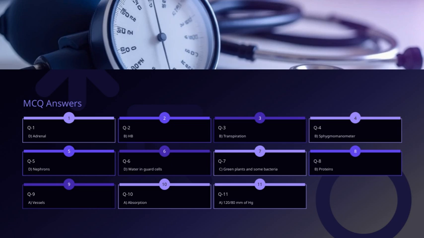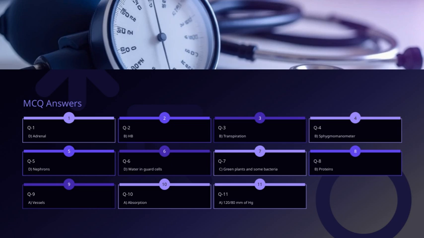Absorption, indicated by Q10, is a key process where nutrients are taken up by roots from the soil, allowing plants to grow and develop properly. Moving on, D. Water in guard cells refers to how guard cells control the opening and closing of stomata by changes in water content, regulating gas exchange and water loss. We also see vessels, which are part of the circulatory system, responsible for transporting blood throughout the body, delivering oxygen and nutrients.